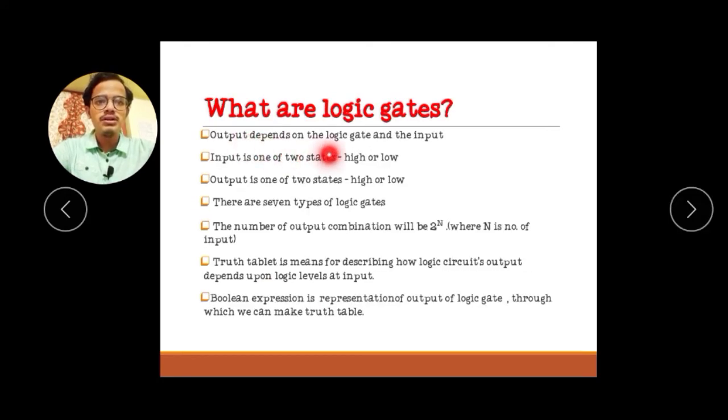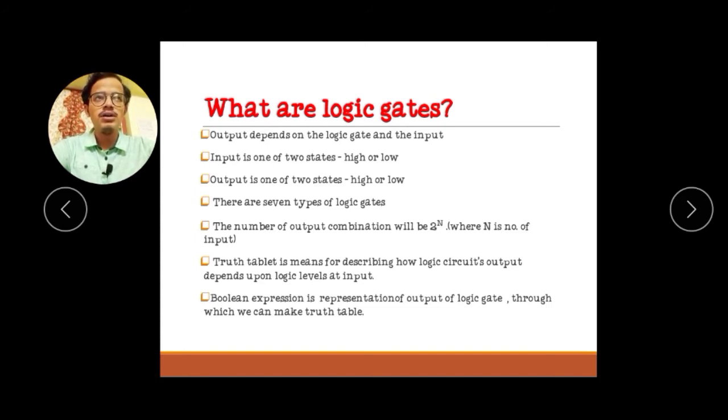Output of a logic gate is decided by which type of logic gate we are using and the input that we provide. Input and output consist of two states, high and low, that we have discussed, that is 0 and 1. There are 7 types of logic gates. Next, the number of output combinations will be 2 to the power of n, where n is the number of inputs of the gate.